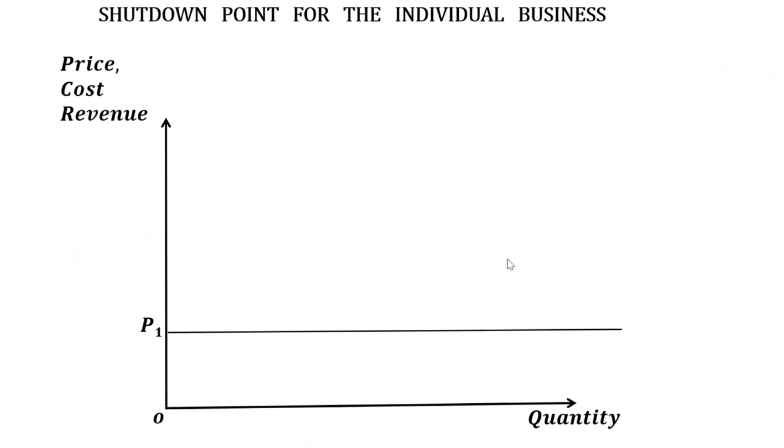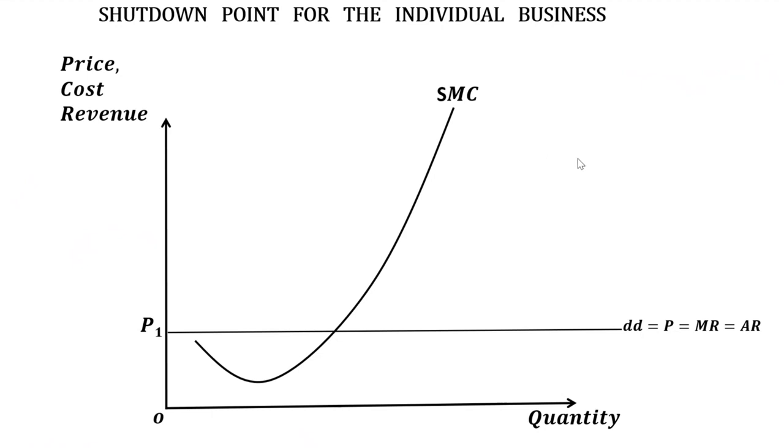Price. We all know by now that the demand curve of the individual business under perfect competition is a horizontal demand curve. And this demand curve also represents price, and it also represents marginal revenue and average revenue. Now let's draw the short-term marginal cost curve and then the average variable cost curve. These are two very important curves when we want to determine the shutdown point. Now point E represents the shutdown point of the individual business.